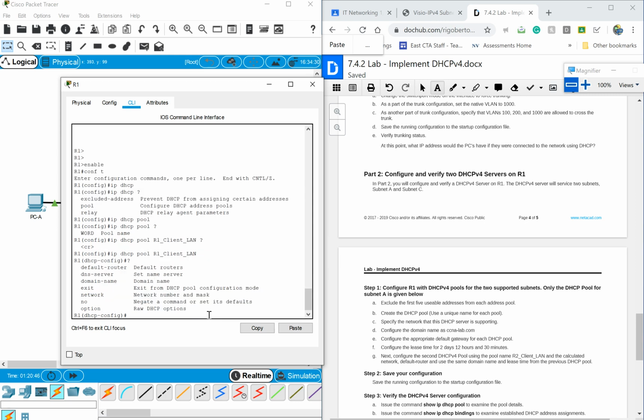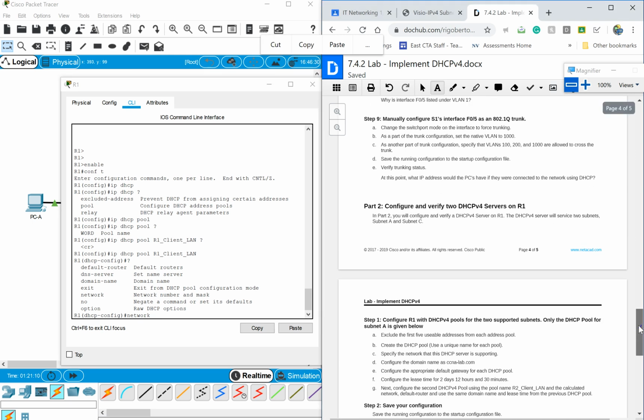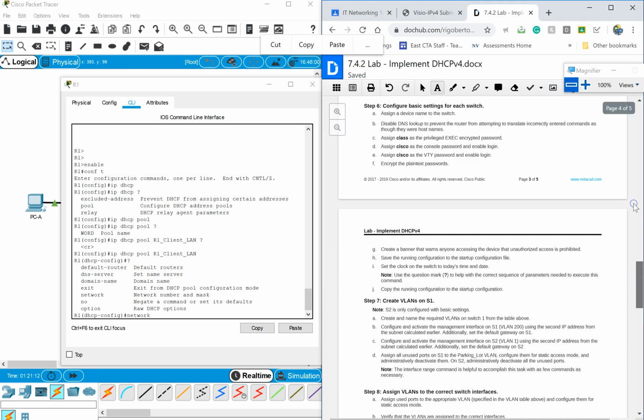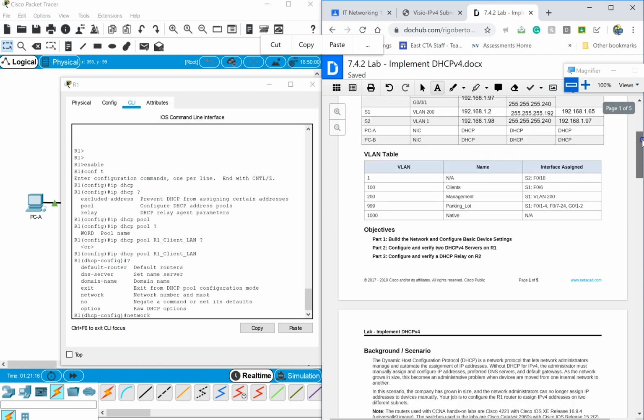So what's our next step, right? We have to tell it what information is going to be given out. And if you hit the question mark, you can see default router, DNS servers, domain names, etc. All right. So the first thing we want to do is tell it the network. Network. And let's see. Exclude the first one. So R1.